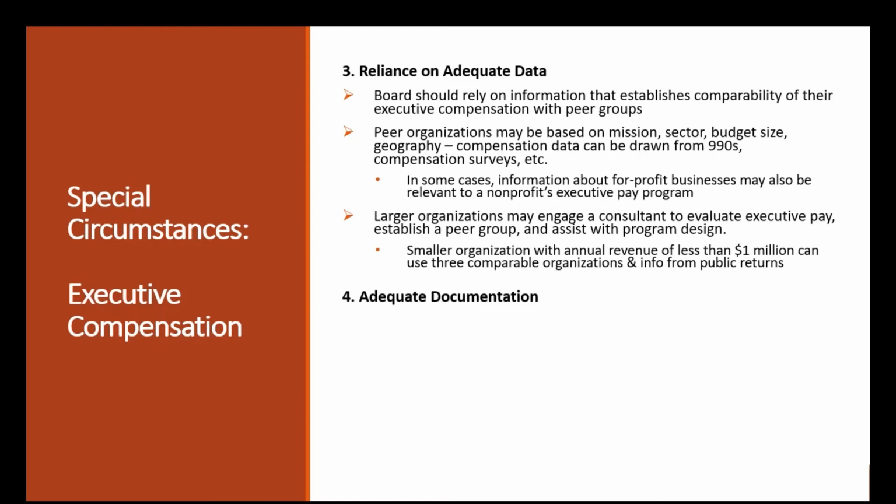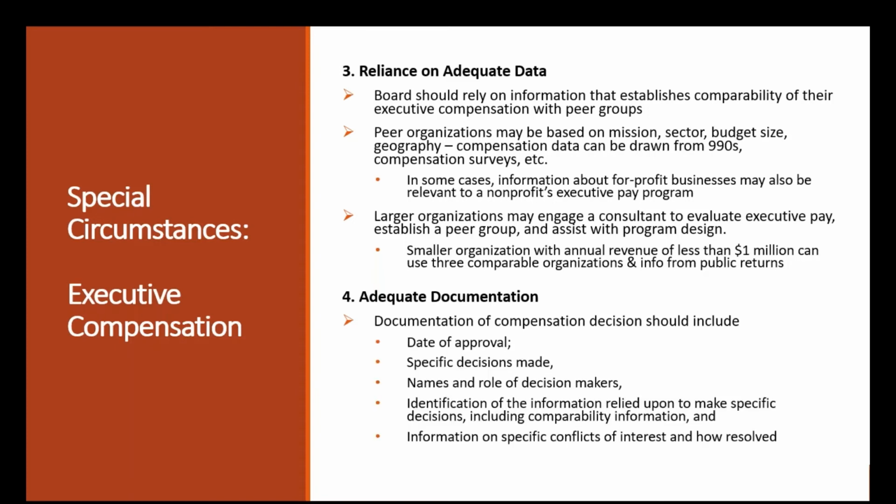Okay, and then the last point is that you have to have adequate documentation. So the documentation of your compensation decisions and your process should include the date of approval, the specific amount that you landed on, the names and roles of the decision makers, identification of the information relied upon to make your decisions, so your comparability information, and information about specific conflicts of interest and how they were resolved. So did you make sure that you asked folks to disclose conflicts? Did you exclude people who disclosed conflicts, et cetera. Okay, so that's executive compensation.